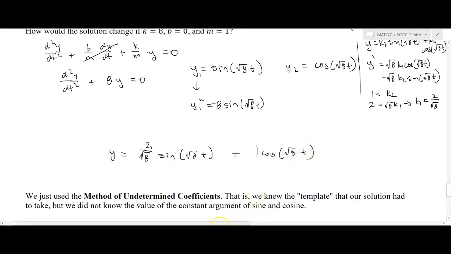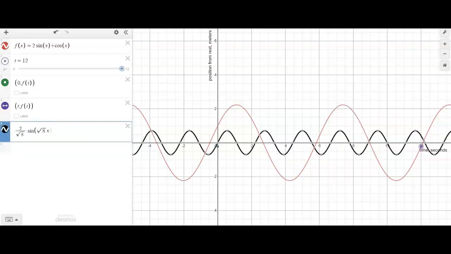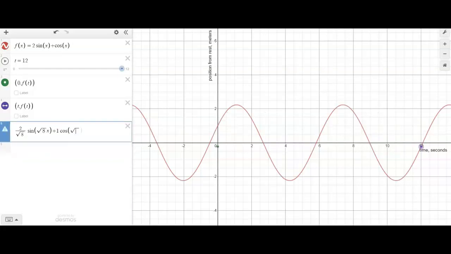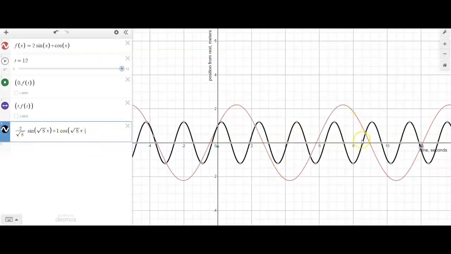So let's go ahead and compare our solutions. And so now we have 2 divided by the square root of 8 times the sine of square root 8x plus 1 cosine of square root 8x. And just double checking that. That's what we should have. And one of the things you notice right away is, first of all, the initial conditions are both the same, so the only thing that's changed here is the spring constant.